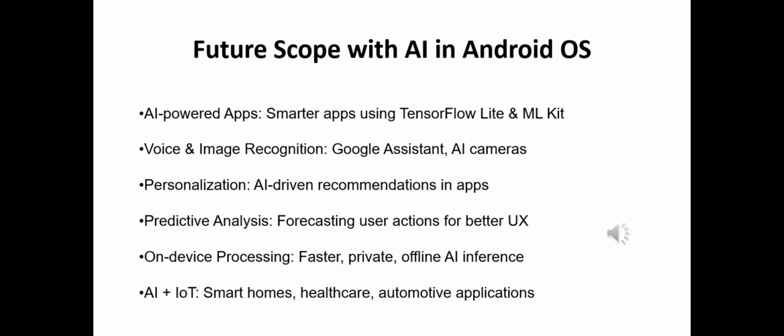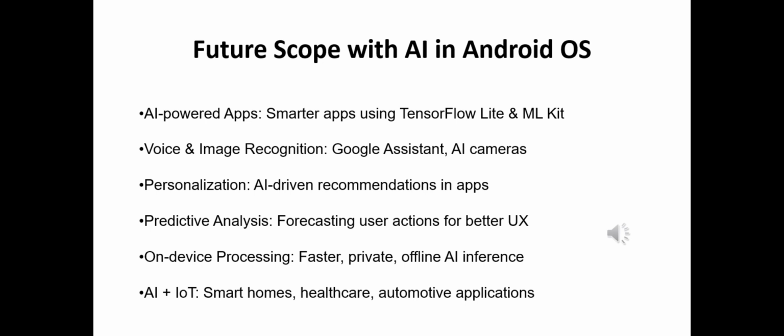The first major trend is on-device artificial intelligence and machine learning using TensorFlow Lite. Instead of depending on cloud servers, AI models can directly run on smartphones. This makes apps faster, more secure, and even usable offline. A good example is Google Translate's instant camera translation feature.